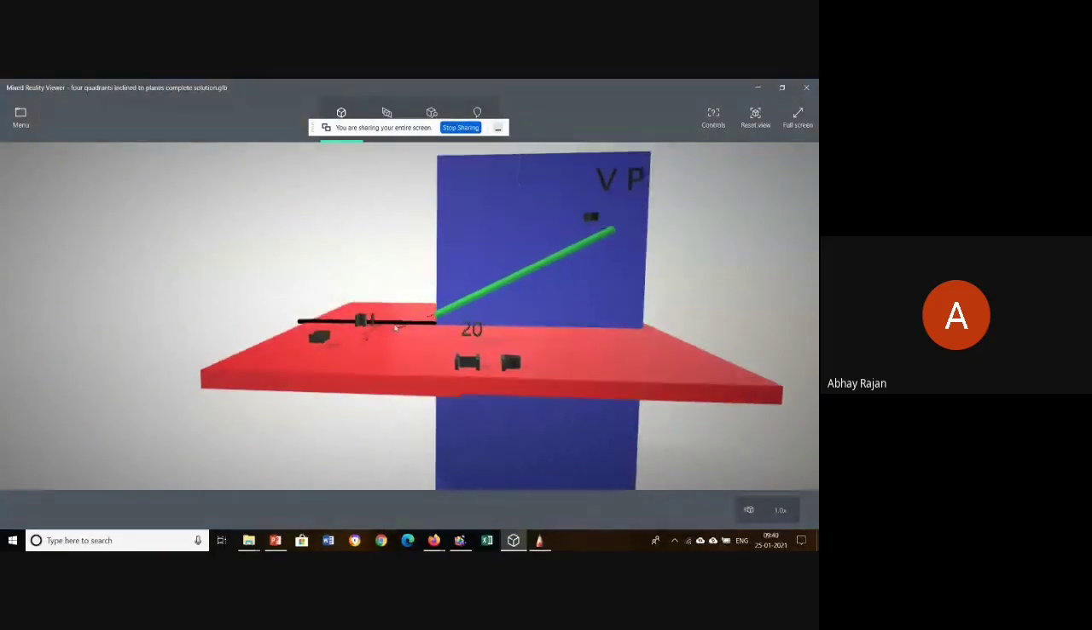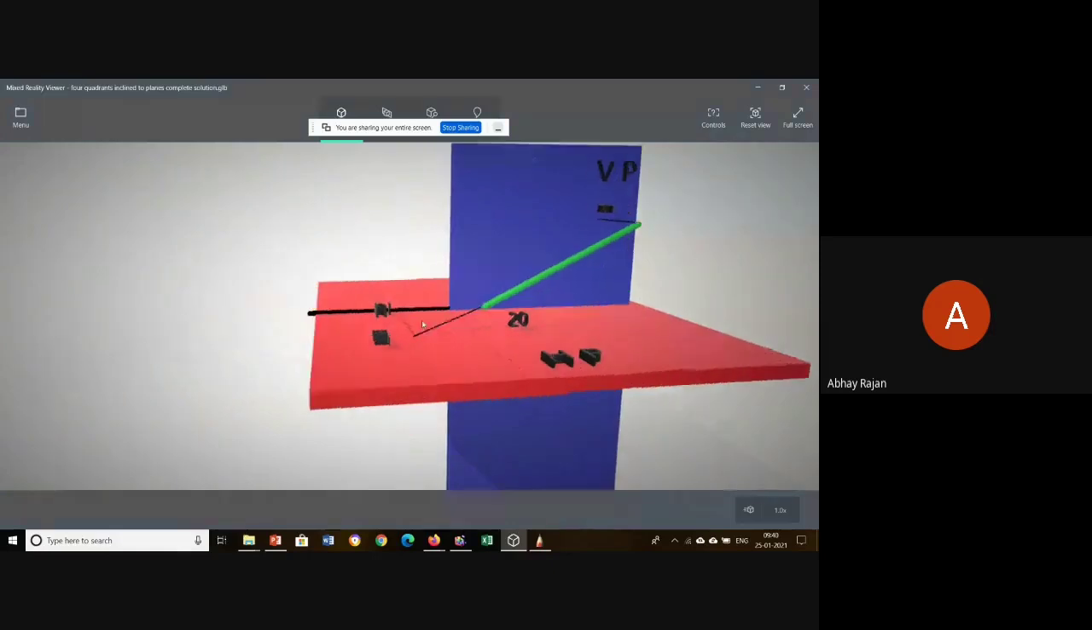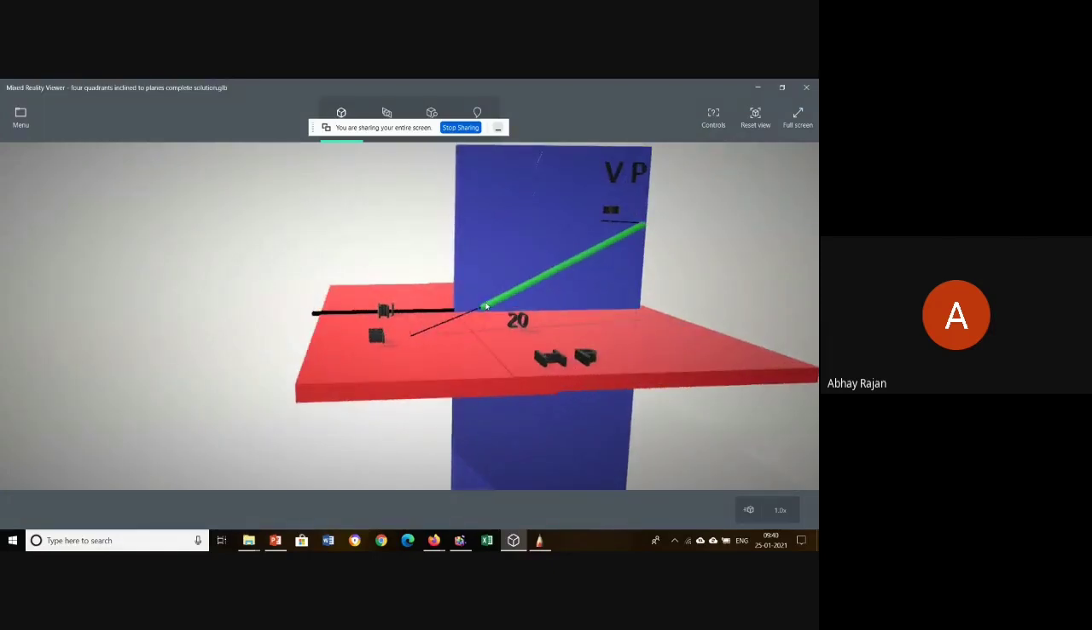Okay, and now if you are bringing it back, we have mentioned about the traces also, right? So whenever this line is brought back, it has the inclination with HP. That's why it is having a horizontal trace on HP. So the point where it touches on this plane is known as trace, and since this touches on the horizontal plane, it will be the horizontal trace.